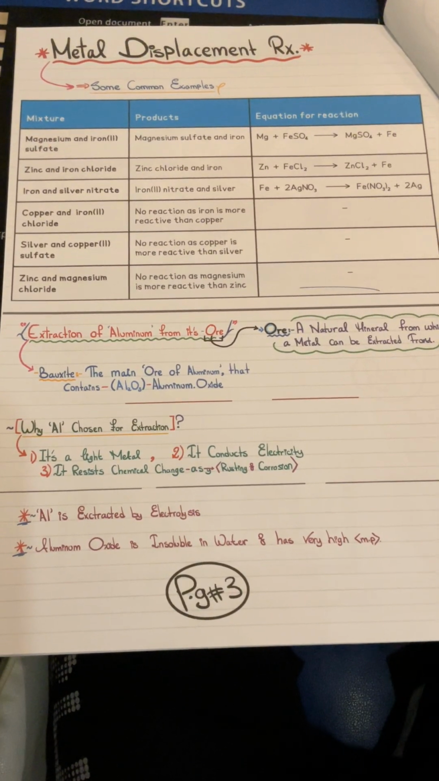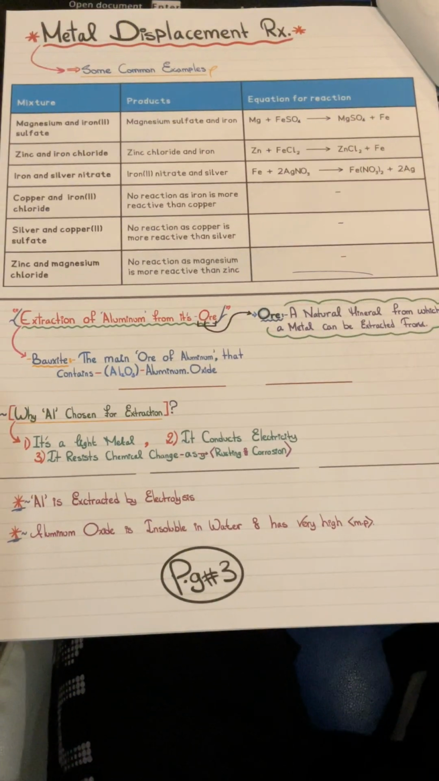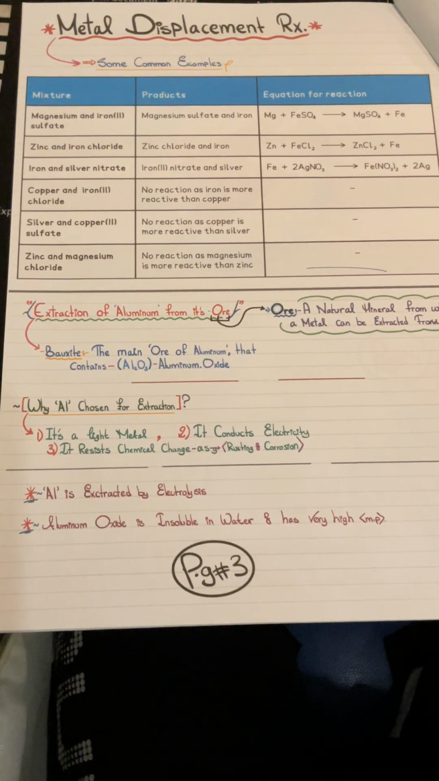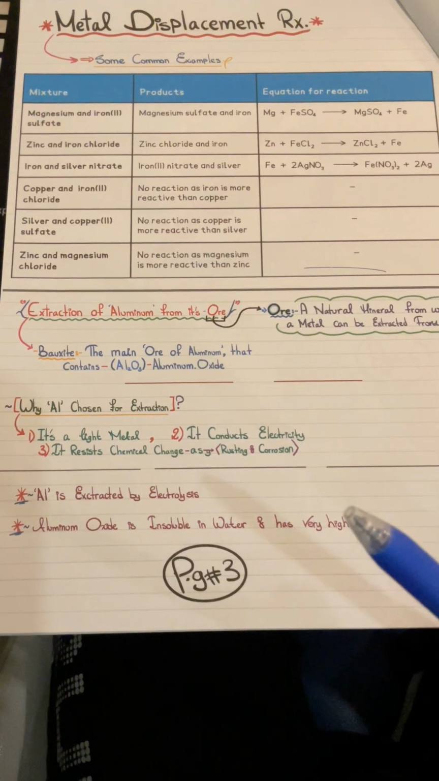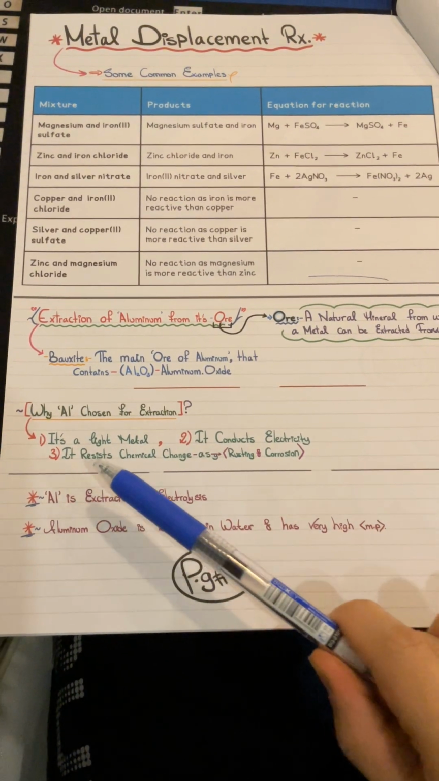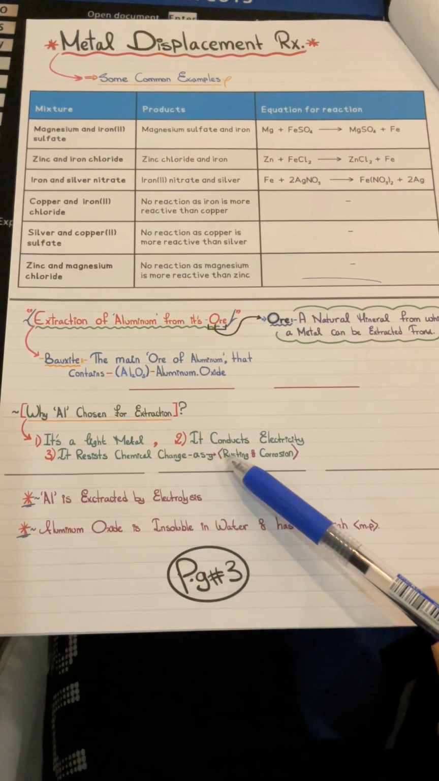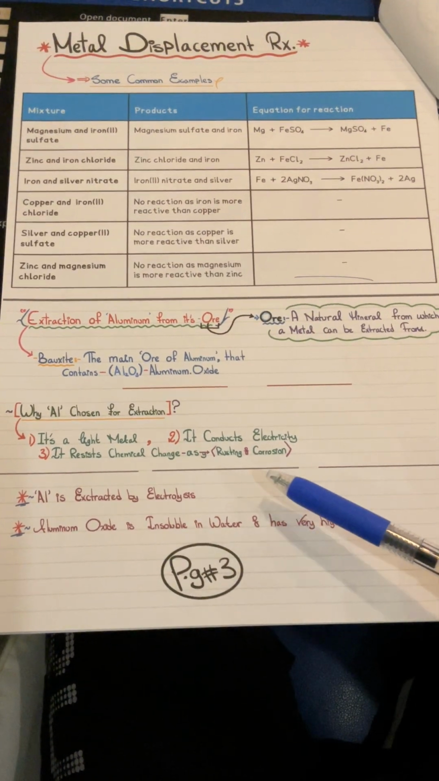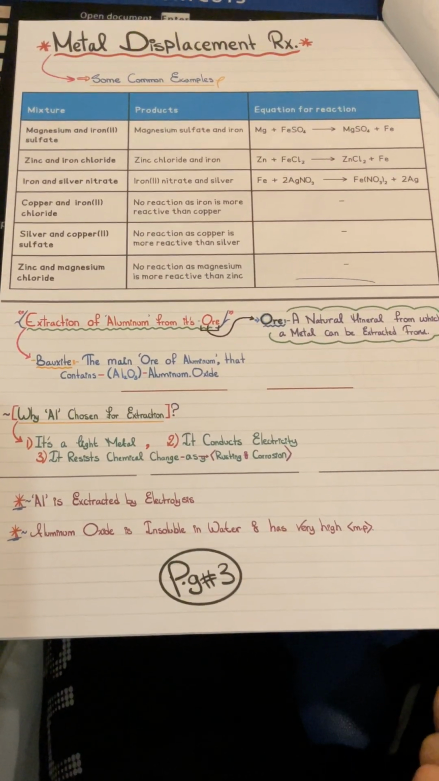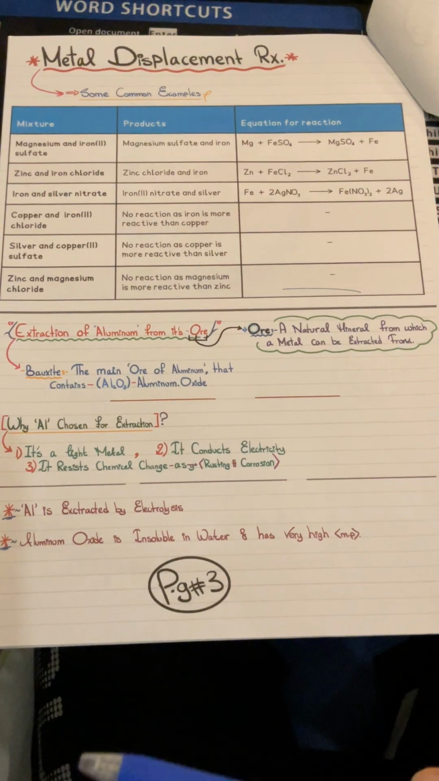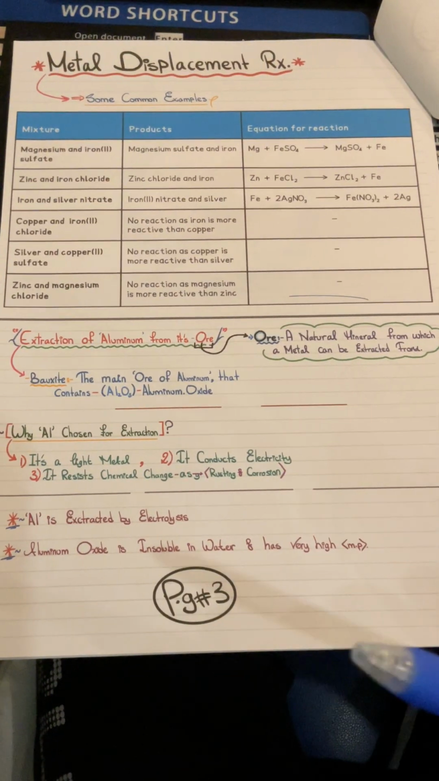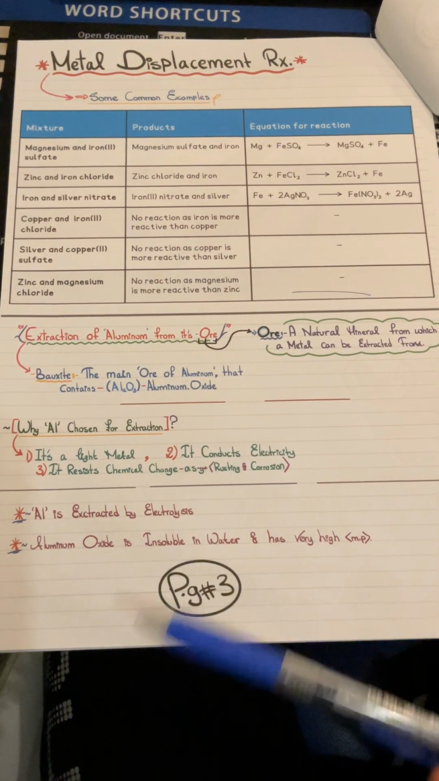Okay? Why do we choose aluminum for extraction? Three major reasons, which they will probably ask you in the exam. It is a light metal, it conducts electricity well, and it resists chemical change, like rusting and corrosion. We will learn this by the end of the extraction of aluminum. How does that work? How do we extract aluminum? Aluminum is extracted by electrolysis.